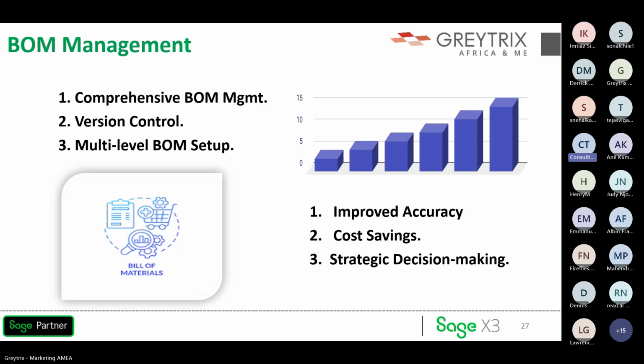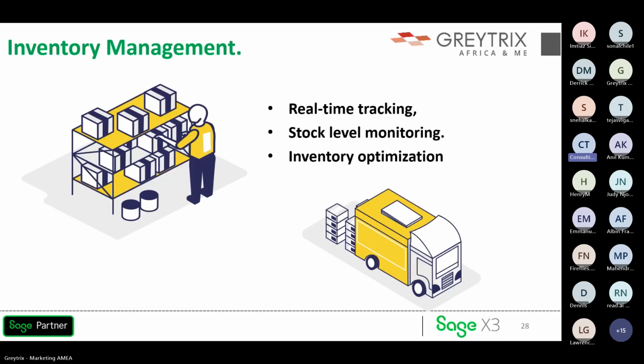Now, on to my next slide, the other key feature of how we are able to achieve the seamless manufacturing processes is through our inventory management. Inventory management basically has to do with being able to track in real time how much stock we have in our warehouses, for instance. So we are able to manage lead times with our suppliers.